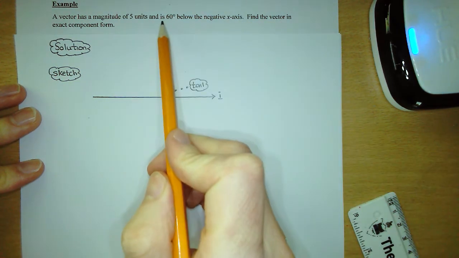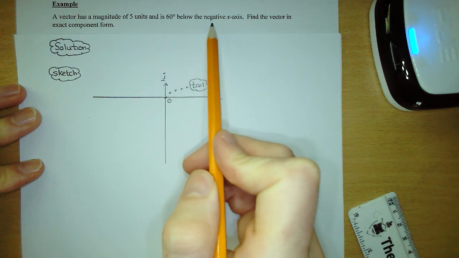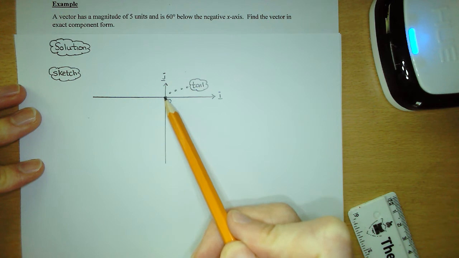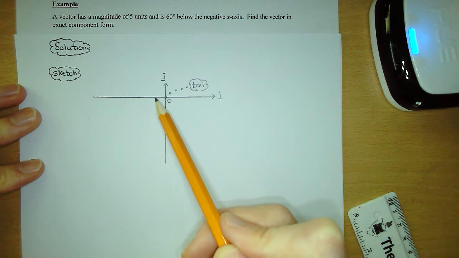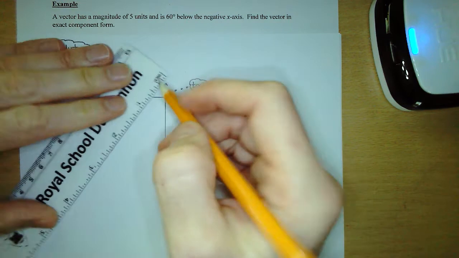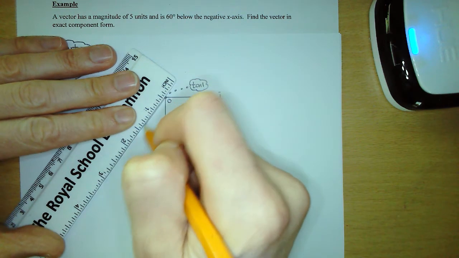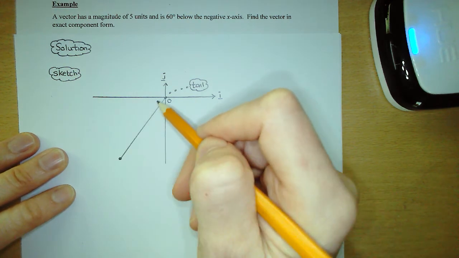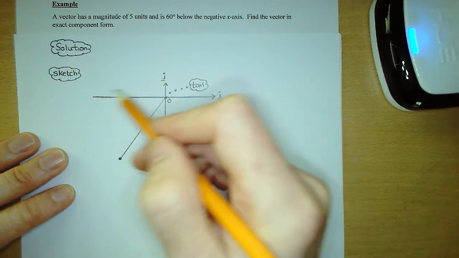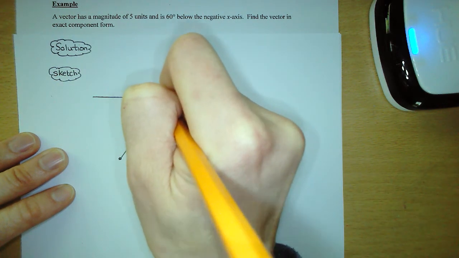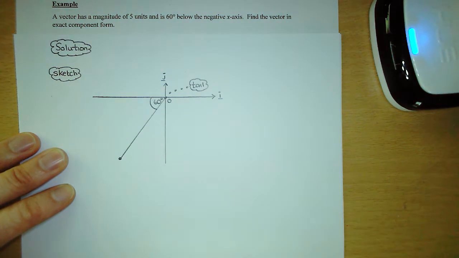We're told that the vector is 60 degrees below the negative x-axis. So what I'm going to do now is draw a line from the origin such that it forms an angle of 60 degrees with the negative x-axis. So the only place I can draw this line would be somewhere in here, like that. So the angle between the negative x-axis and the vector is 60 degrees. So we'll mark that angle in there.